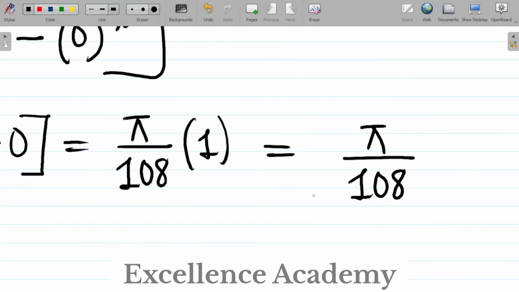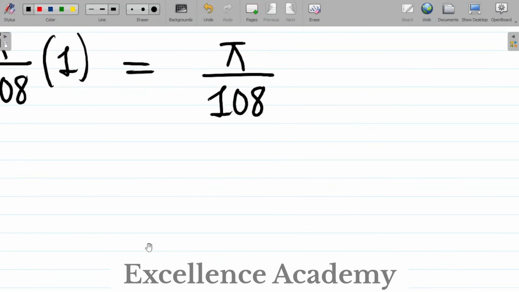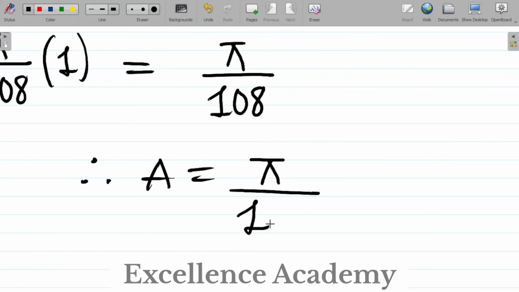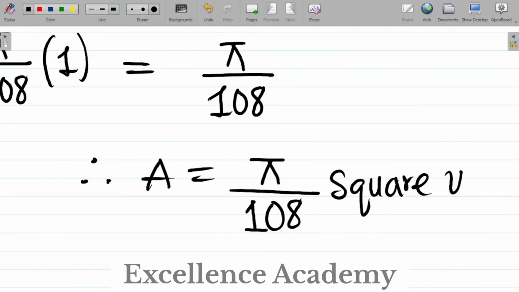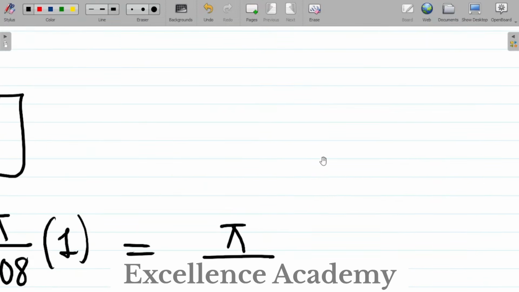All right, so that's the area. So the area A is equal to pi all over 108 square units. All right, an area has to be in square units. So you can stop here, or if you want to put in the value of pi, you can do that, but you can stop here. This is still correct. All right, so with this, we finish the question.